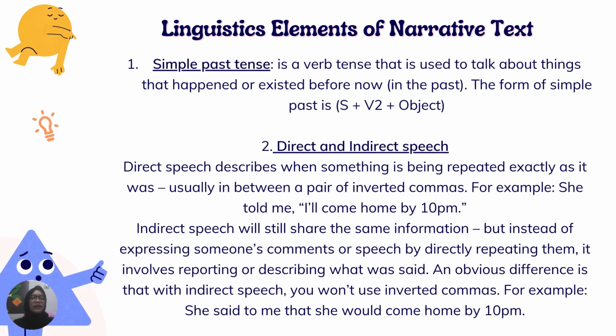And the next, there is linguistic elements of narrative text. Okay, there is three linguistic elements in narrative text. The first one is simple past tense. So what is simple past tense? Simple past tense is a verb tense that is used to talk about things that happened or existed before now or in the past. The form of simple past is subject, verb two, and object.